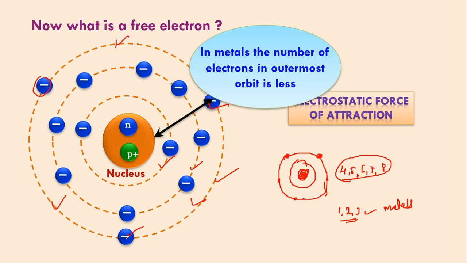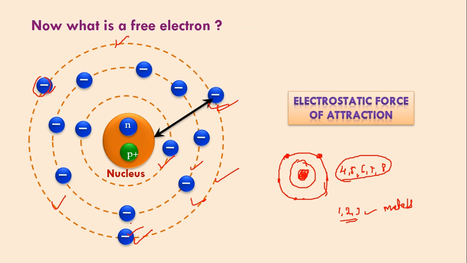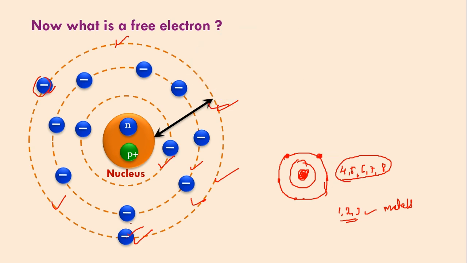Then, in metals, the number of electrons in the outermost orbit is less, like 1, 2, 3. Hence, the electrons are loosely bounded. You can see that here only 3 electrons are there, 1, 2, 3 in the outermost orbit. So they are not strongly bounded, they are free to move. With the help of this structure, we can understand that metals have free electrons. We can disturb them easily.